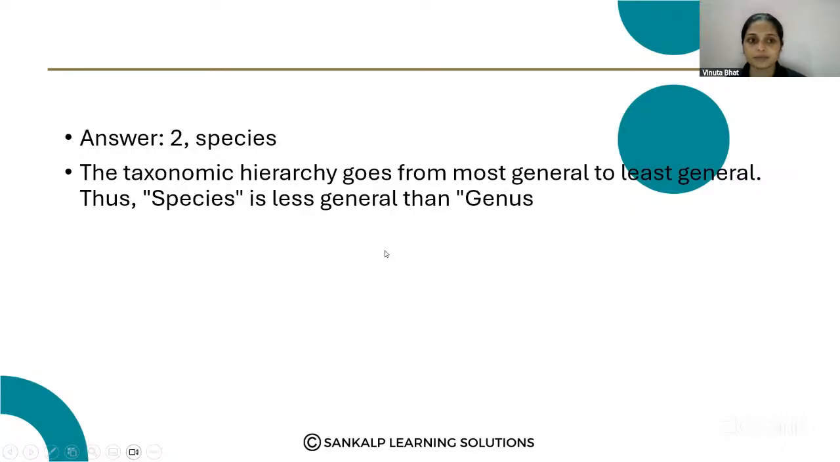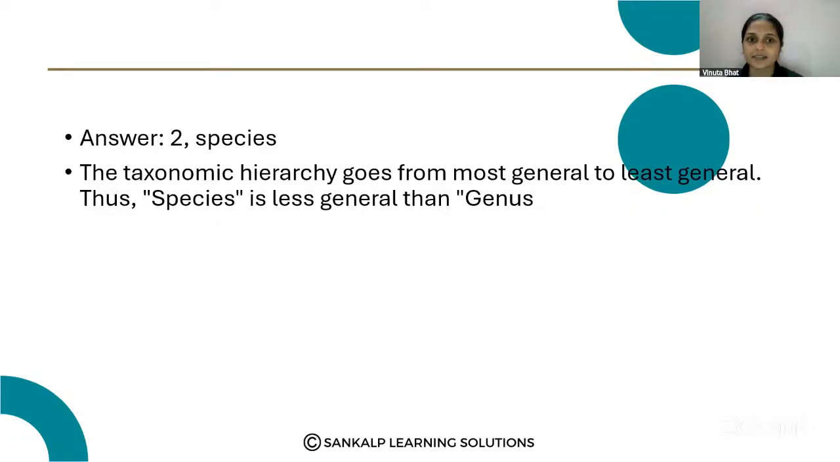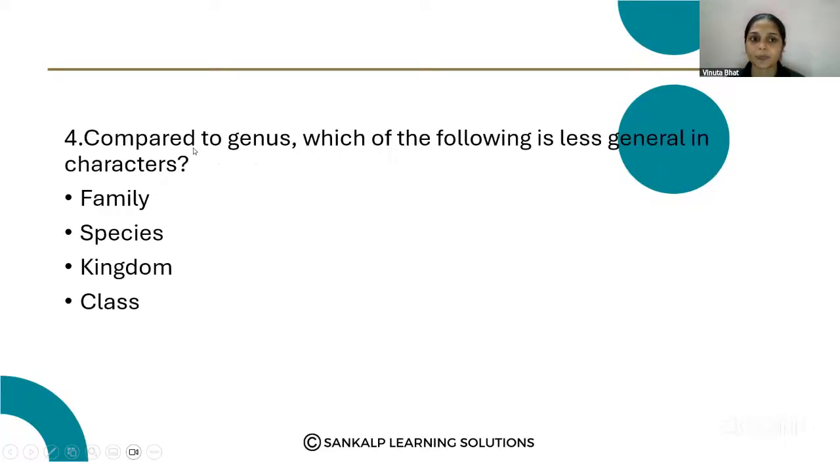Here the correct answer is species. The taxonomic hierarchy goes from most general to least general. So species is less general than genus. Option B is the correct answer.